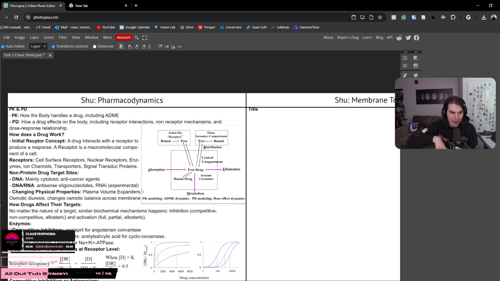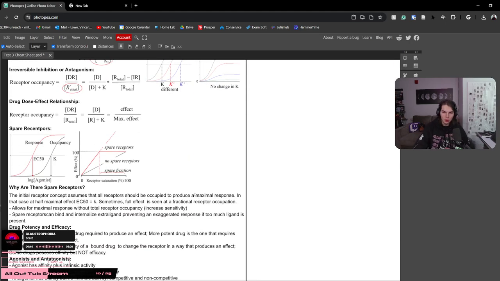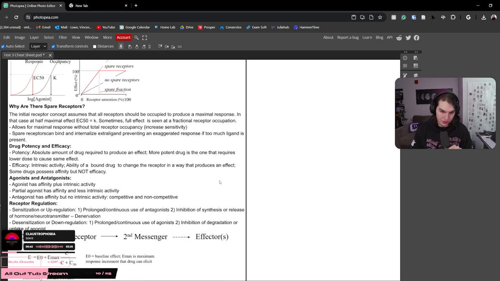So what receptors does it bind to? How long does it stay in there? Is it an inhibitor, which basically lowers the response? Is it an agonist, which increases response? Competitive, antagonistic, et cetera, et cetera. So I already did all of this for the cheat sheet.